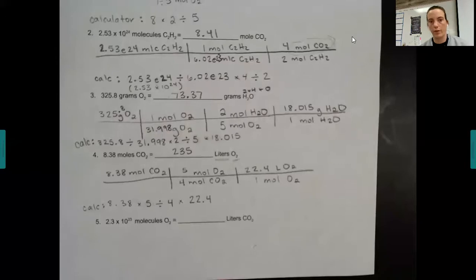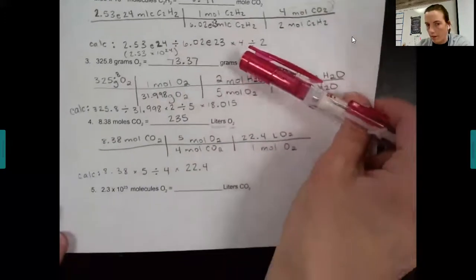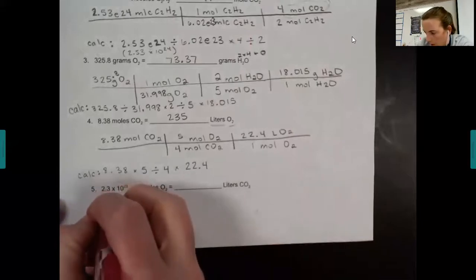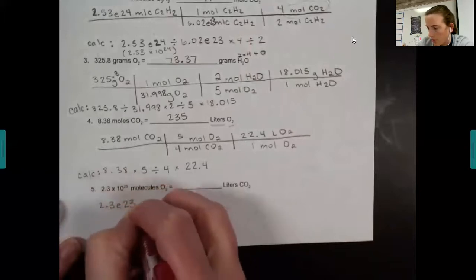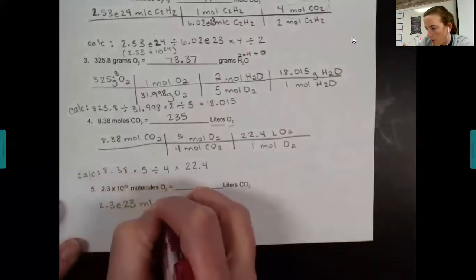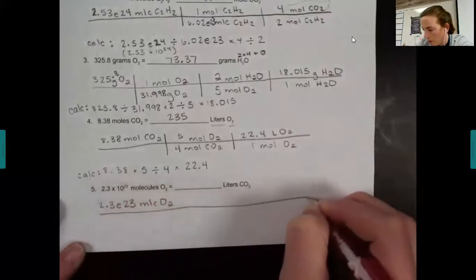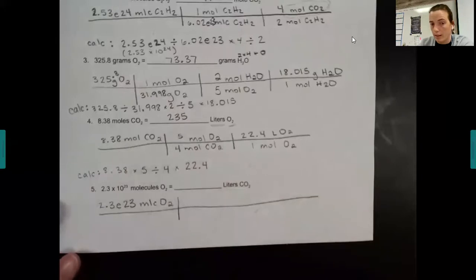All right, hopefully we're feeling pretty good so far. If you want to jump into number 5 on your own, do it. Okay. Here's number 5. So we have 2.3 times 10 to the 23rd, so E23 molecules of oxygen, and we're trying to find liters of carbon dioxide.